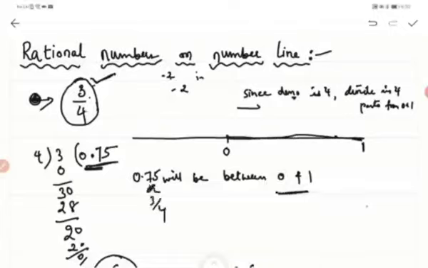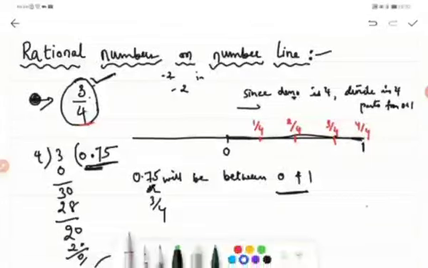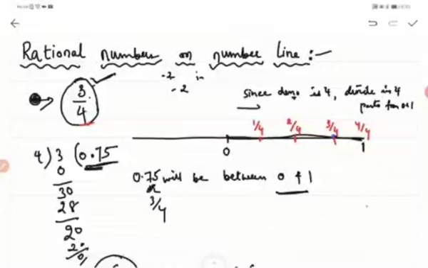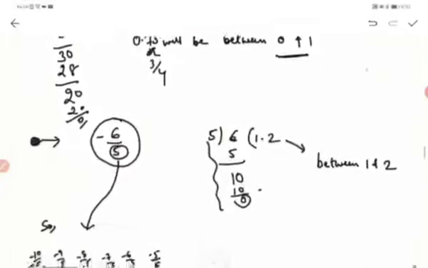Now how to plot this? I will take red color. So you have 3 by 4. In between 0 and 1 somewhere you'll get it. So I'll divide this into 4 parts, because in the denominator I have 4. After 0 you will have 1 by 4 here, then 2 by 4, 3 by 4, and 4 by 4. Now you can easily plot where your 3 by 4 is. It is here.